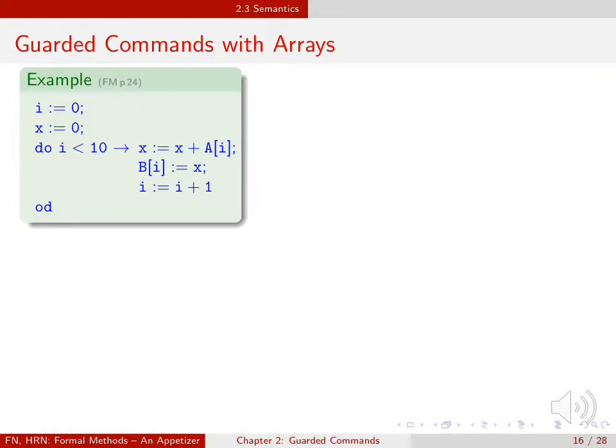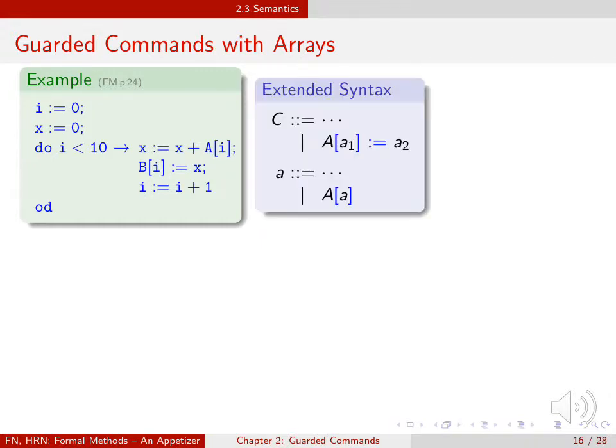Now we extend guided commands with arrays. An example program is shown here. It sums all the entries in an array, assuming it has length 10. The BNF for the syntax is extended as follows. There is a new command being an assignment to an array entry, and there is a new arithmetic expression being a lookup of an array entry.